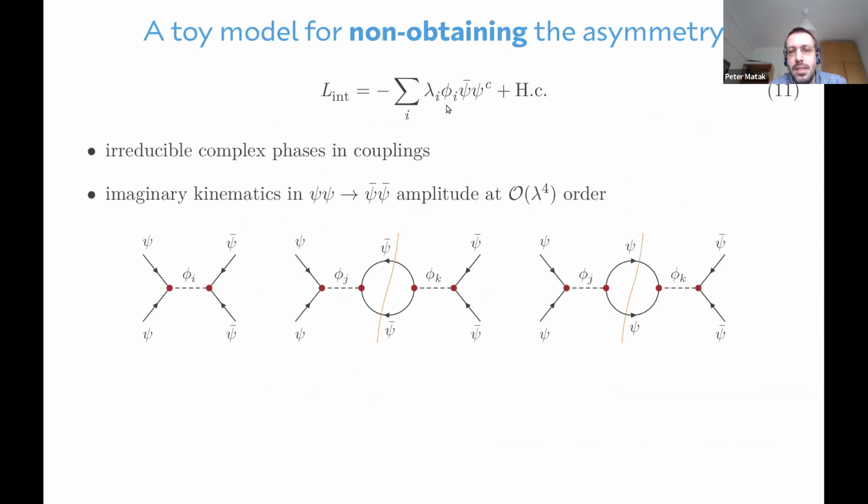It has a discrete Z4 symmetry. So we have some Dirac fermions psi and some real scalars phi. There are at least 2 of them. And of course, when you fix the phase of this Dirac psi for one coupling, then you cannot eat the imaginary phase of the second coupling. So if you have at least 2 such terms in the Lagrangian, then there is an irreducible complex phase.